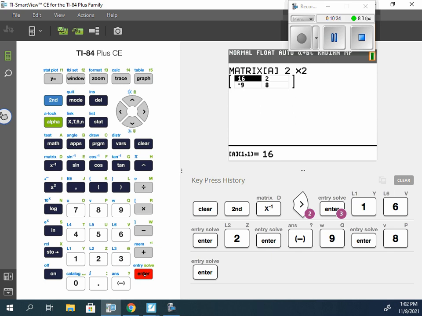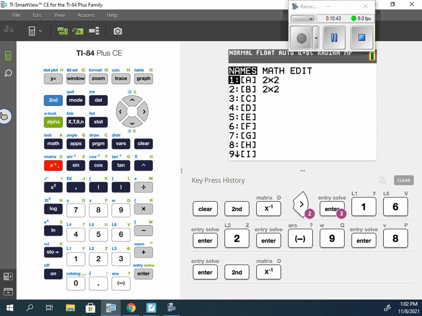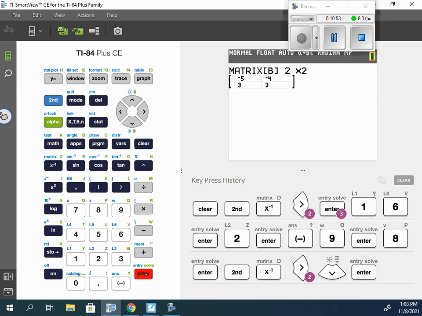Now after we put the first one in, we could go second quit, second matrix edit. But it actually works out while we're still editing matrices, we could go second matrix and then go over to edit. Now we don't want the first one, we want the second one because we want to enter a second matrix in. We define A as matrix A, and we're going to define B as matrix B. It worked out that we could do that.